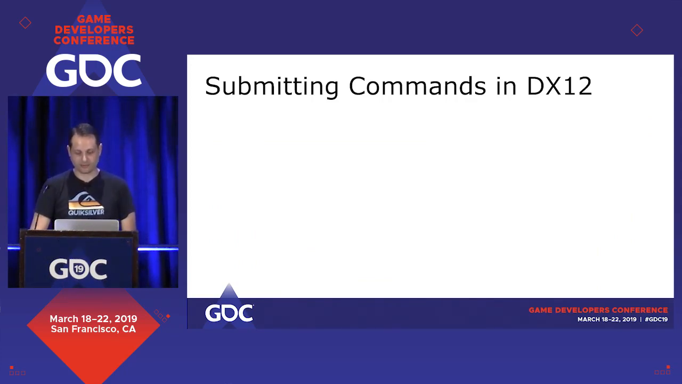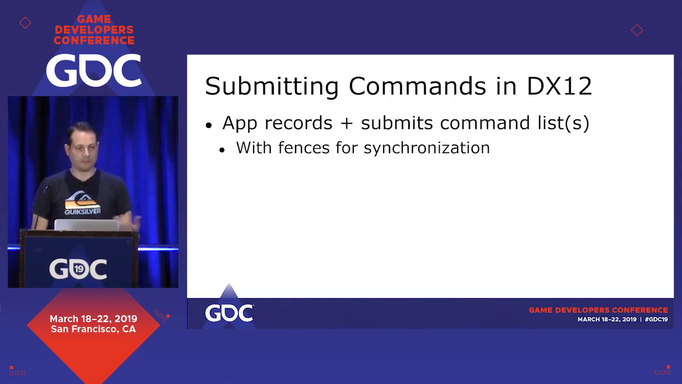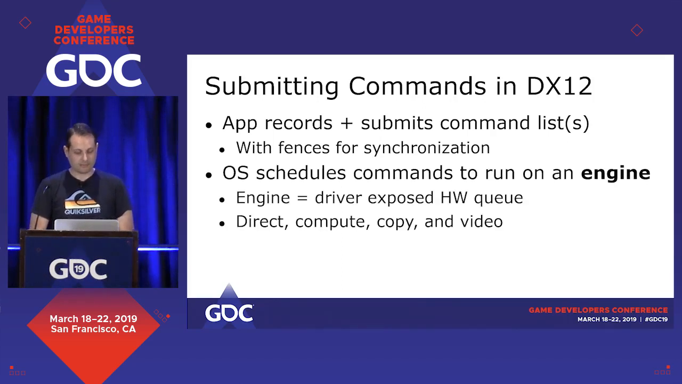In DirectX 12, your application will record and submit command lists, and then you'll use fence objects to synchronize them when they're submitted. Whenever you submit a command list to a command queue object in DX12, under the hood the OS has a GPU scheduler. This GPU scheduler will receive your submissions and schedule them to run on an available command processor or hardware queue on the GPU itself.